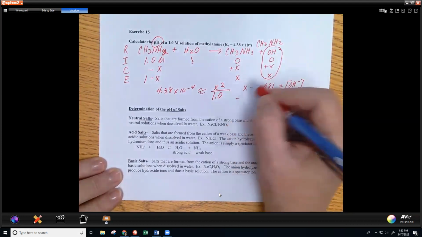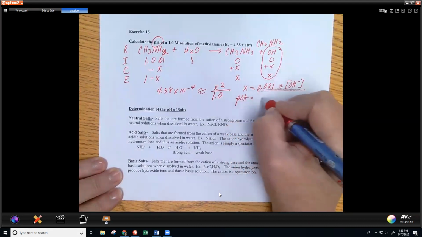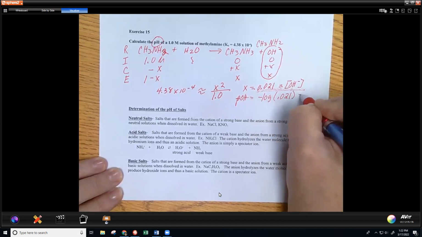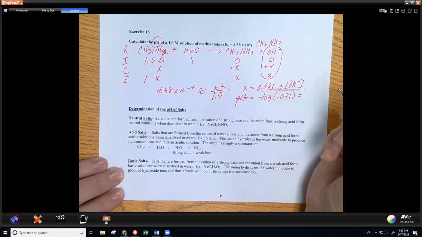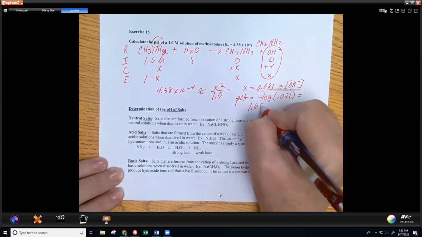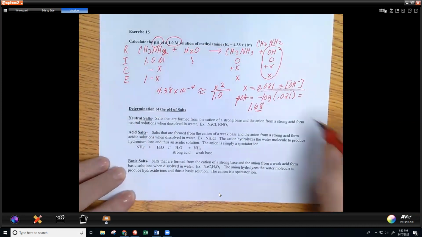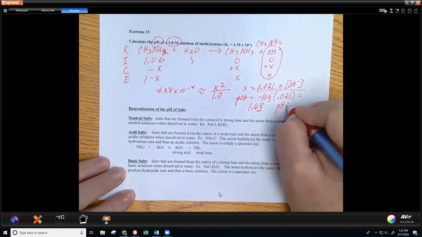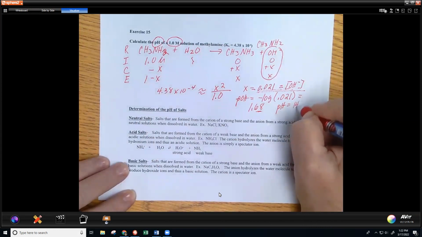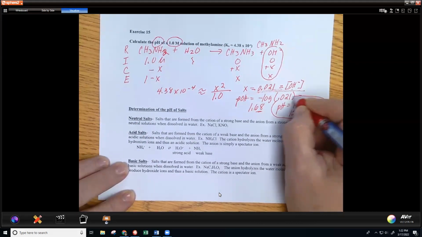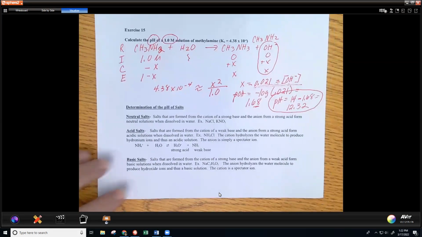So the first thing I'm going to have to do is get my pOH. So I do negative log of 0.021. And that gives me a pOH of 1.68 with 2 sig figs, because that's how many sig figs my concentration had. And then to get my pH, because that really is what's being asked, I'm going to take 14 minus 1.68, and then I would end up getting 12.32, and that would finally give me my answer that I was looking for.